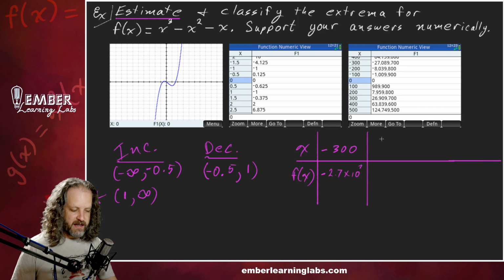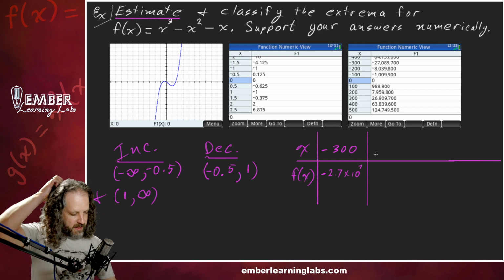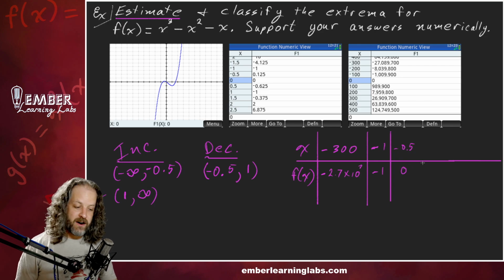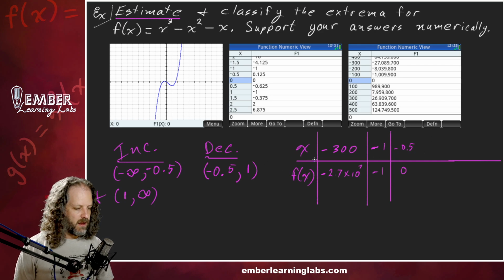And then at there, we've got negative, let's put a -1 in here. At -1, it is at -1. And then at -0.5 is where it changes. That's our local maximum, right? Oh, we're supposed to be classifying the maximum and minimum. We'll go back after we fill in this table and we'll label what these are.